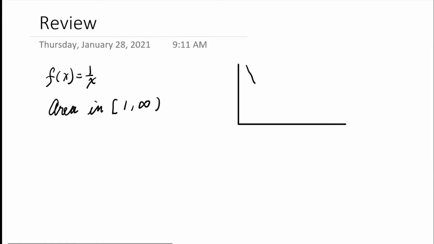So that thingy looks about like this, right? And then we cut it right here. This is 1 and that infinite area. You know what I'm saying? Okay, that of course we integrate. So we have the integral from 1 to infinity of 1 over x dx.